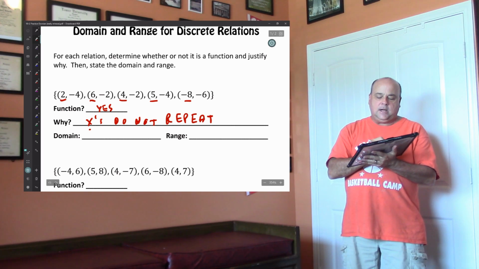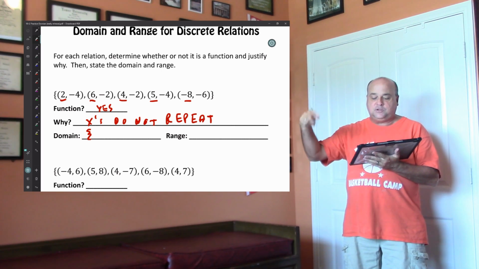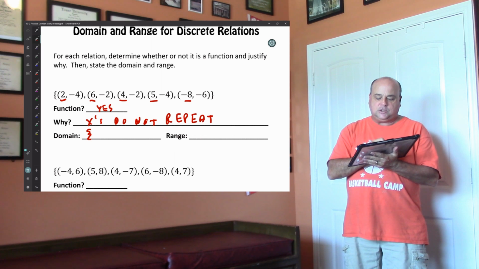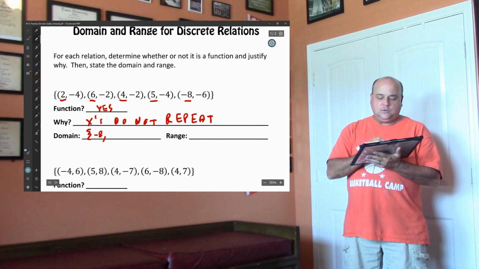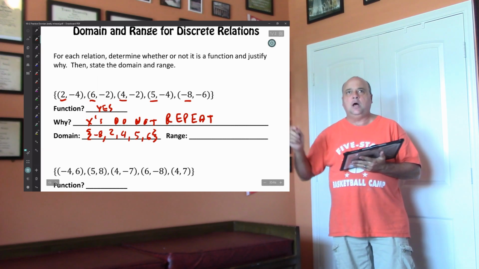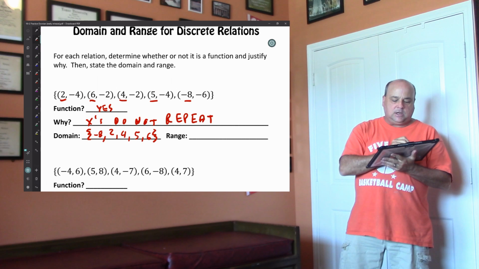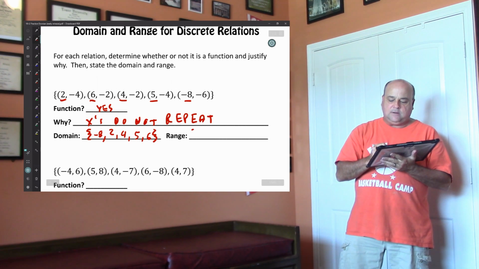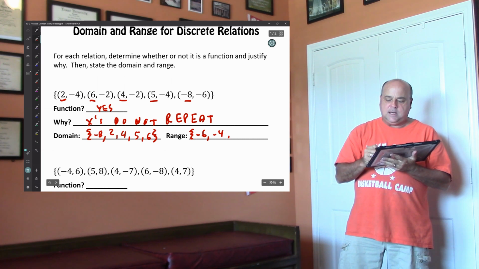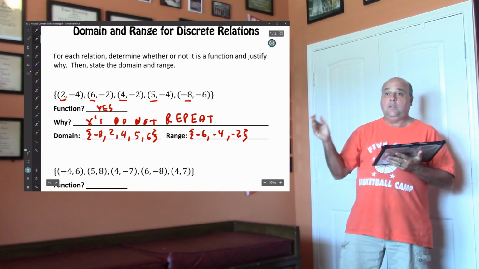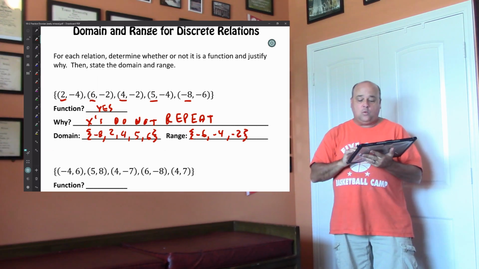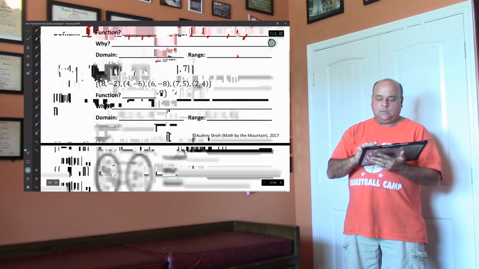Then remember, your domain and your range, you use the braces and you put them smallest to largest. So my smallest domain is -8, then it goes to 2, right? And then 4, 5, 6, right? So you write your domain and range from smallest to largest, okay? Okay, the next one, the range. Let's look at the range. The smallest range is -6. And then the next smallest is -4, and then -2. And remember, if the range repeats, you only write it down once. Piece of cake. You should be able to do the rest of those.